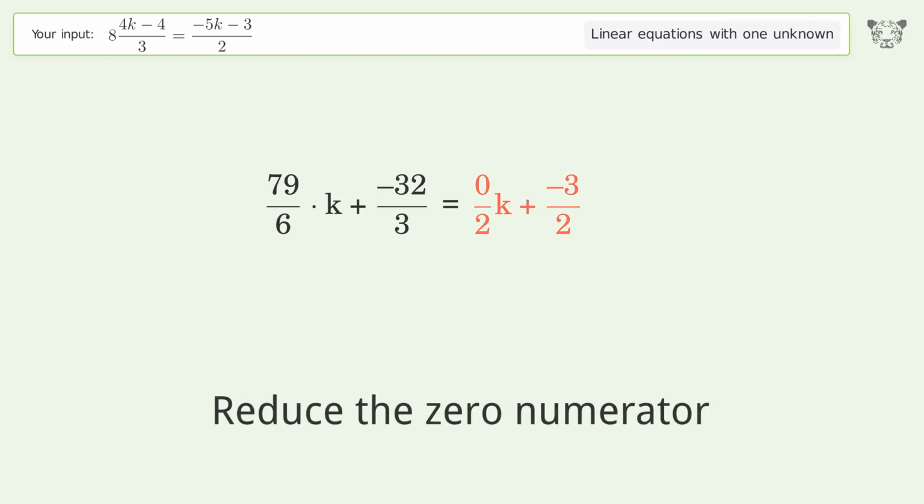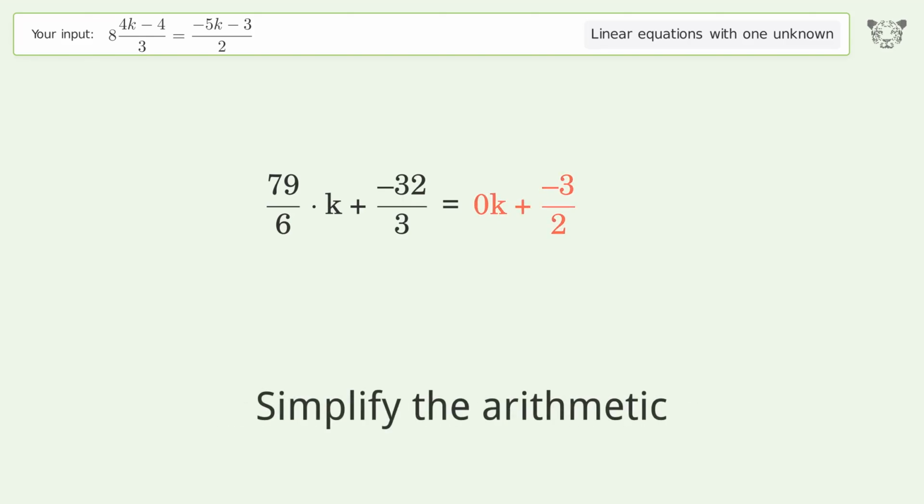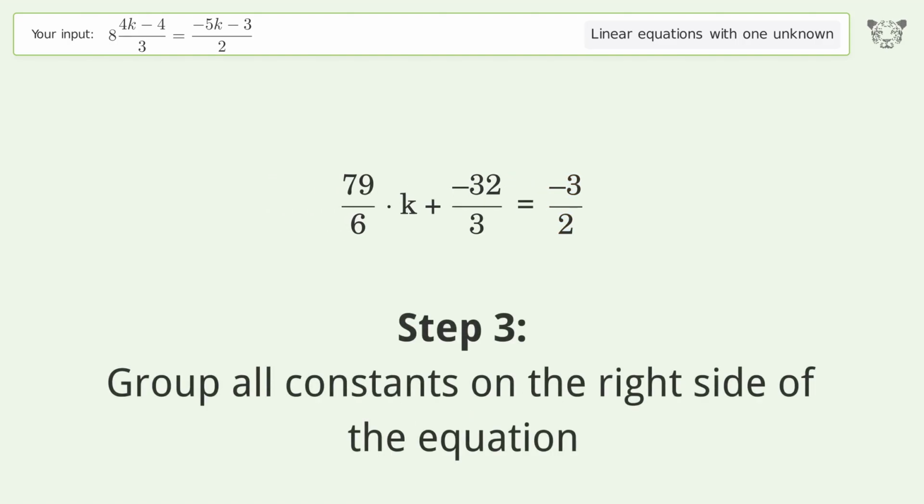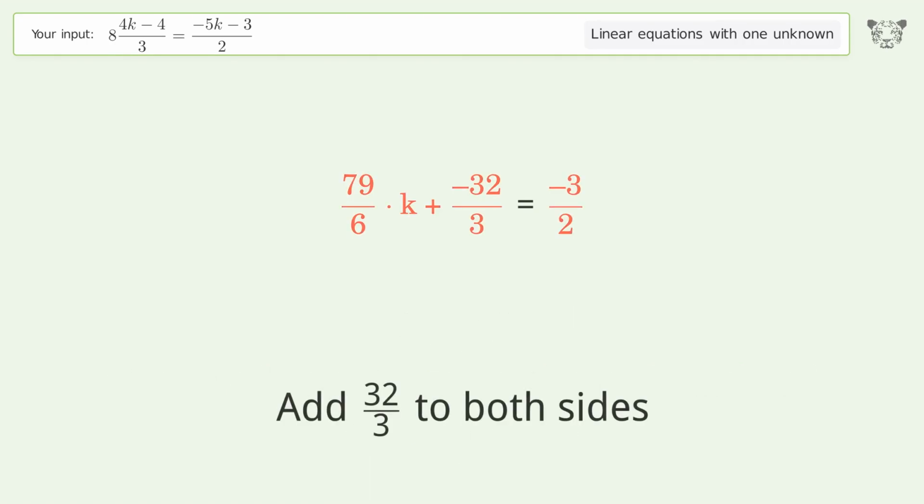Reduce the zero numerator. Simplify the arithmetic. Group all constants on the right side of the equation. Add 32/3 to both sides.